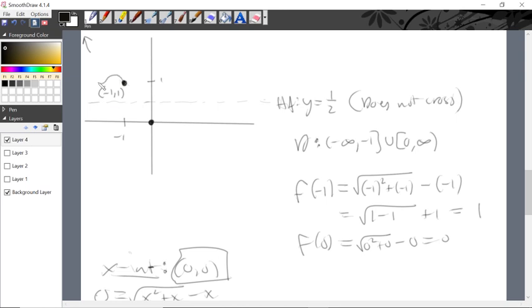It still could do stuff like this. We have to check increasing, decreasing, and concavity in order to establish that. But the simplest possibility is this: maybe it goes off like that, and maybe it does this to approach this asymptote. That would be the simplest possibility.